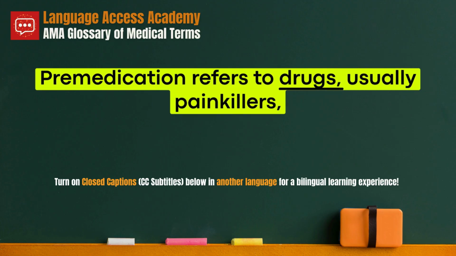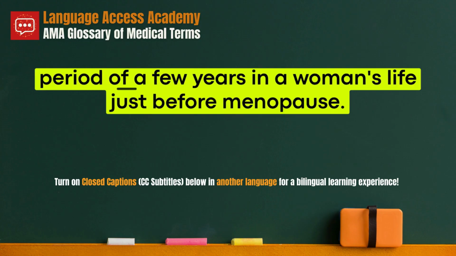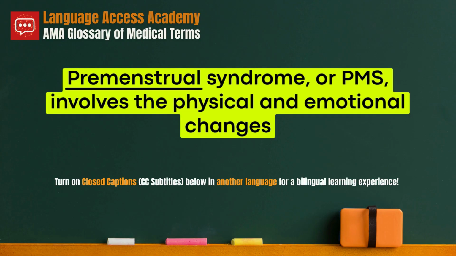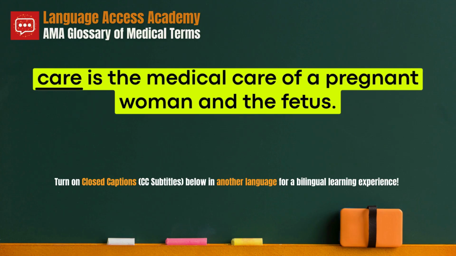Premedication refers to drugs, usually painkillers, taken 1 to 2 hours before surgery. Premenopausal describes the period of a few years in a woman's life just before menopause. Premenstrual syndrome, or PMS, involves the physical and emotional changes that occur in a woman 1 or 2 weeks before menstruation. Prenatal care is the medical care of a pregnant woman and the fetus.